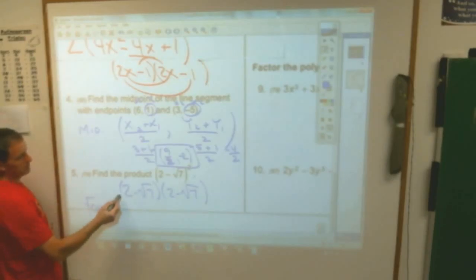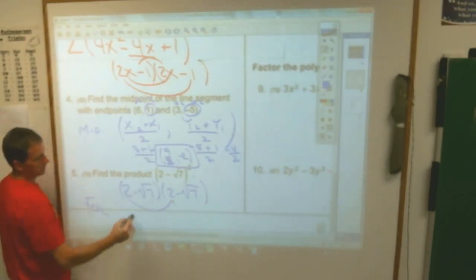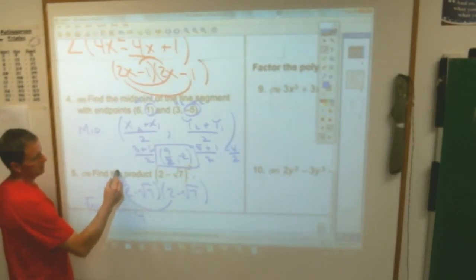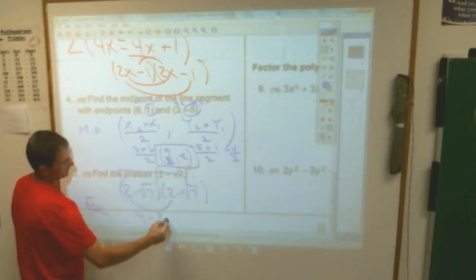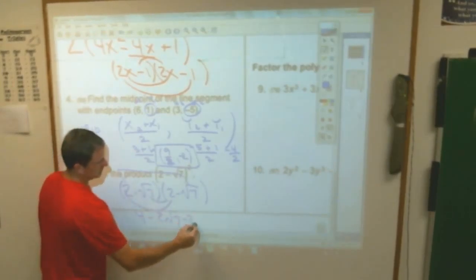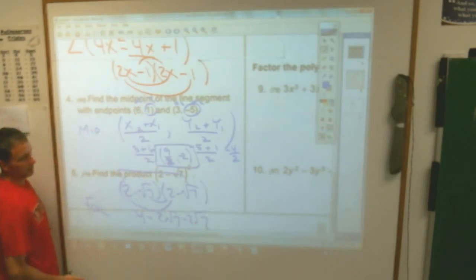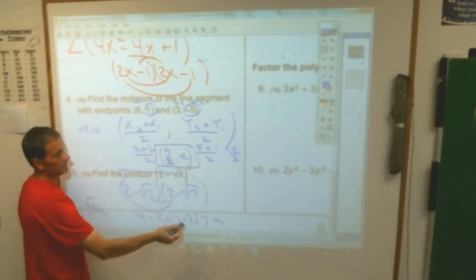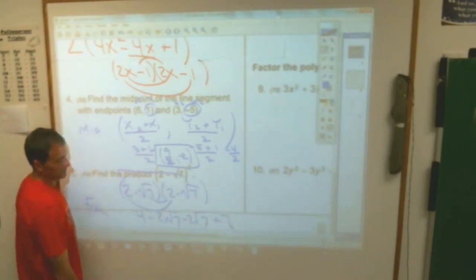Yes. What did you get when you multiply 2 times 2? It's 4. What did you get when you did the 2 outside terms? Minus 2 times square root of 7. Minus 2 square roots of 7. What did you do when you got the inside terms? Minus 2 and square root of 7. Minus 2 square roots of 7. What did you get when you do the last terms? Minus 7. Negative times a negative is positive. And 7 times 7 is 49, and it is, but it's plus 7.